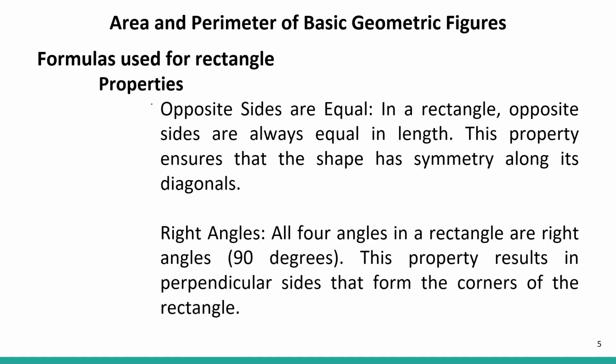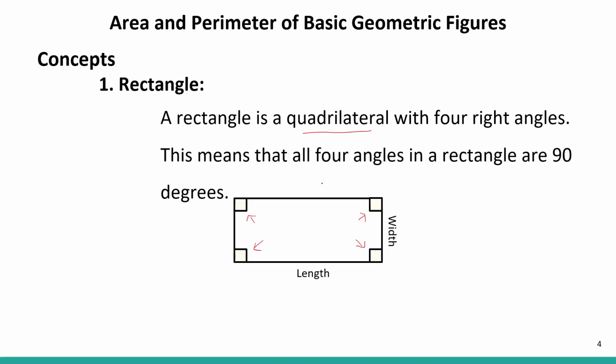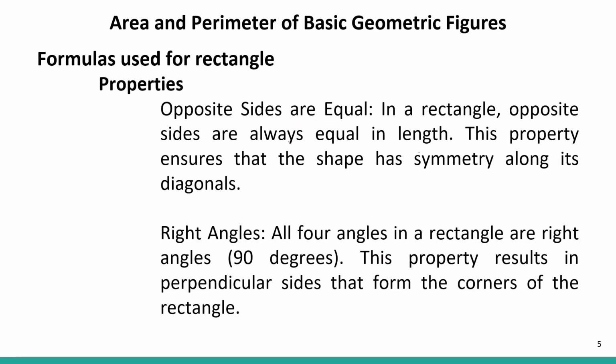So what are the properties used for a rectangle? Opposite sides are equal. As you can see here, the length of this side and this side is equal, and the length of this side and this side are also equal. And all four angles are 90 degrees. This property ensures that the shape has symmetry.